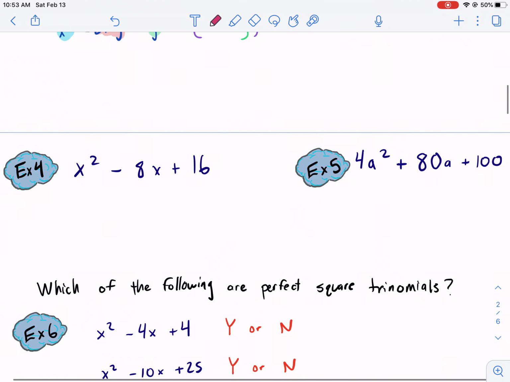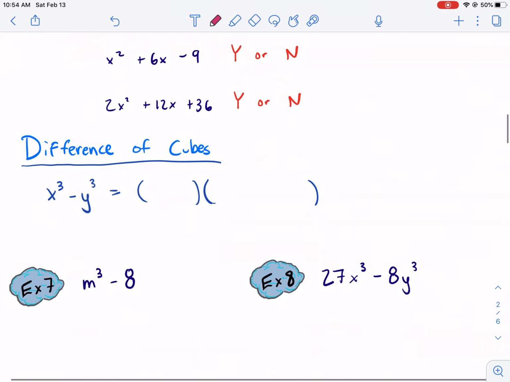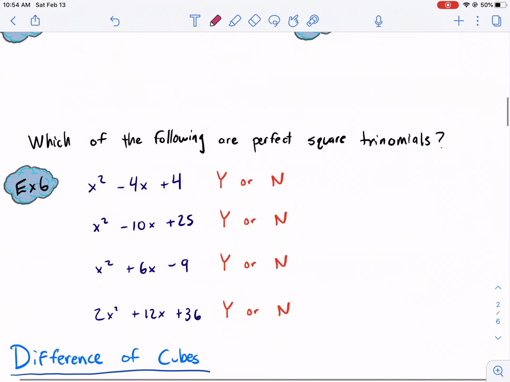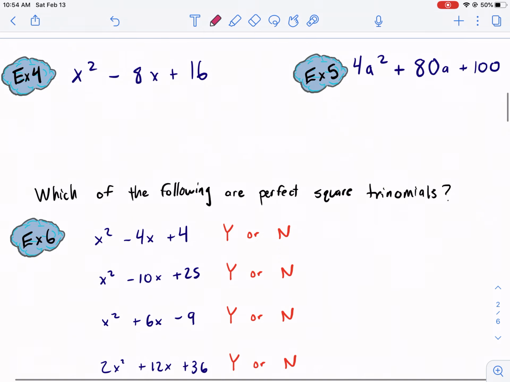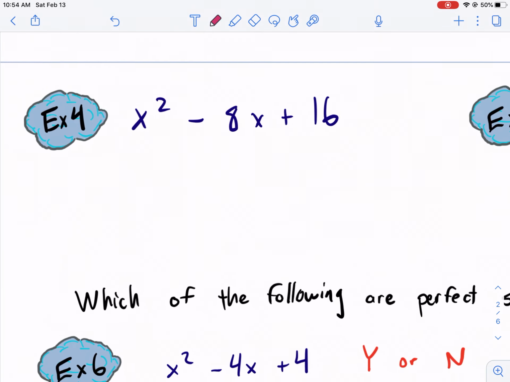Okay, let's go ahead and do a couple examples, and then I'll send you on your way. I think we're going to do difference of cubes in a second video, part 2 for this. So we have x squared minus 8x plus 16.